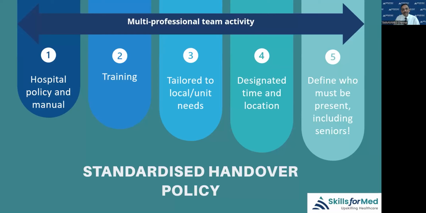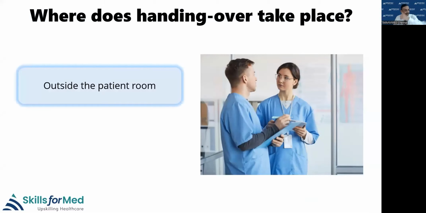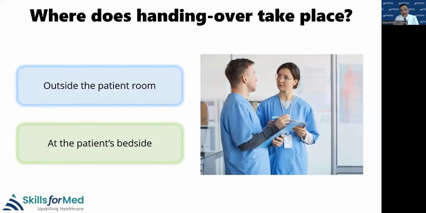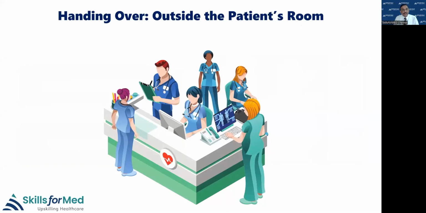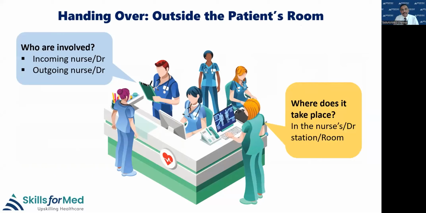And most of the time, handing over takes place without thought, so take time to put these 5 things in place. Now, where should handing over take place? As we discussed in the poll, it can happen outside the room and at the patient's bedside. So at both places, handing over has to take place. Outside the patient room, the incoming and outgoing nurse and doctor are involved, and it may take place in the nursing station or in the doctor's room, or just outside the patient room. It's all up to you, but it has to be defined.